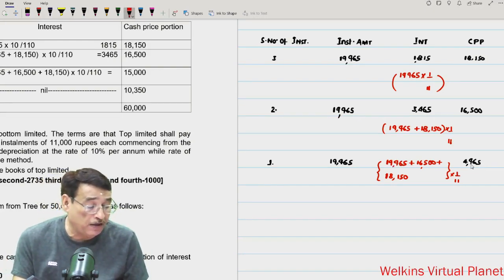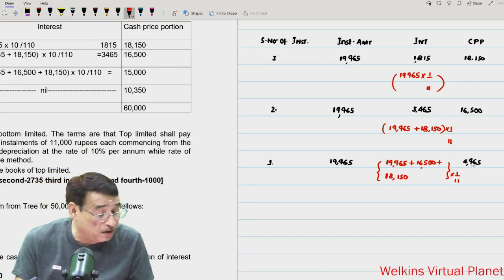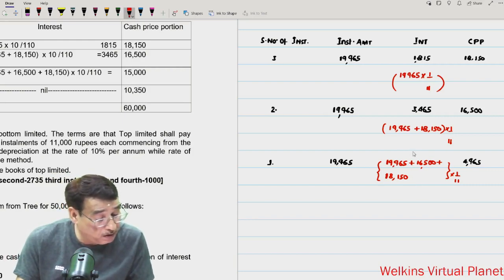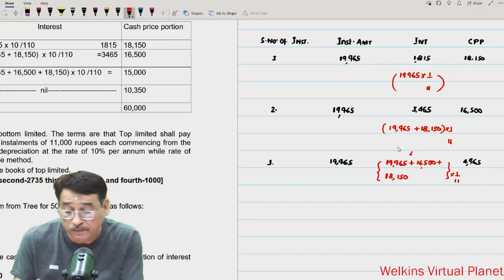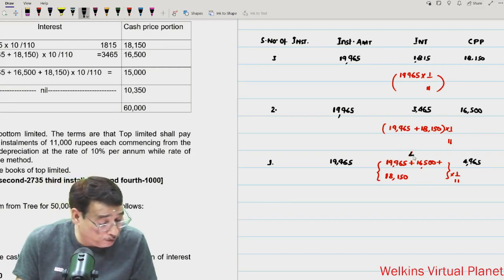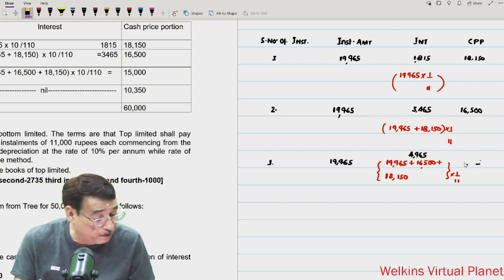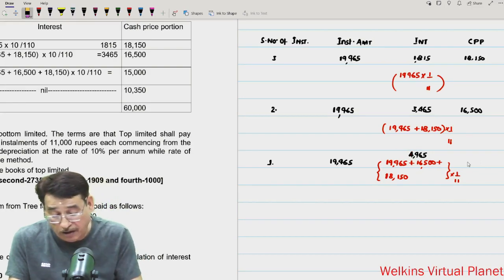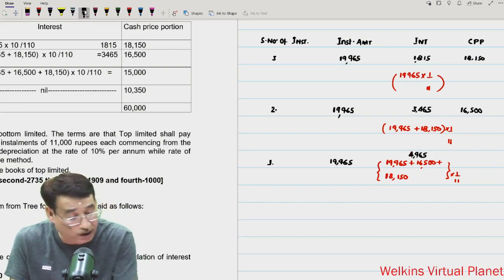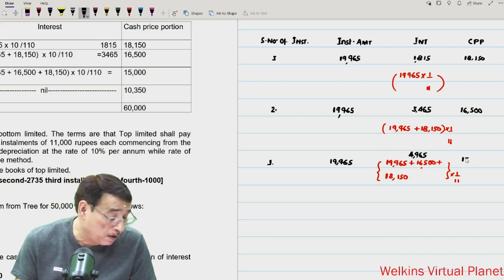In order to find out the interest, I have written interest here. Interest should be written over here. I will write here 4965. And I will subtract 4965 from 19,965. It will be equal to 15,000. Cash price portion is equal to 15,000.